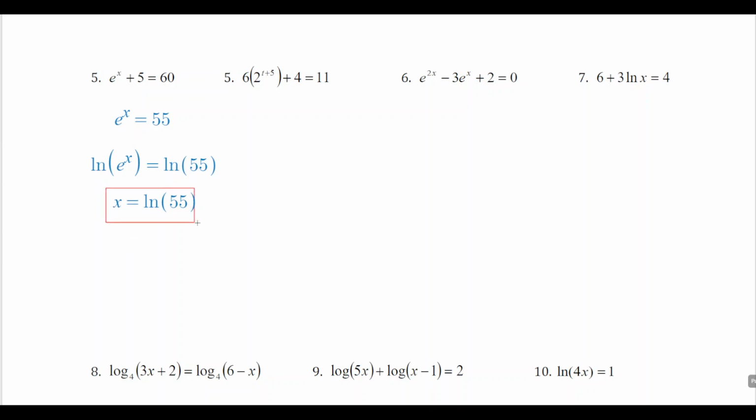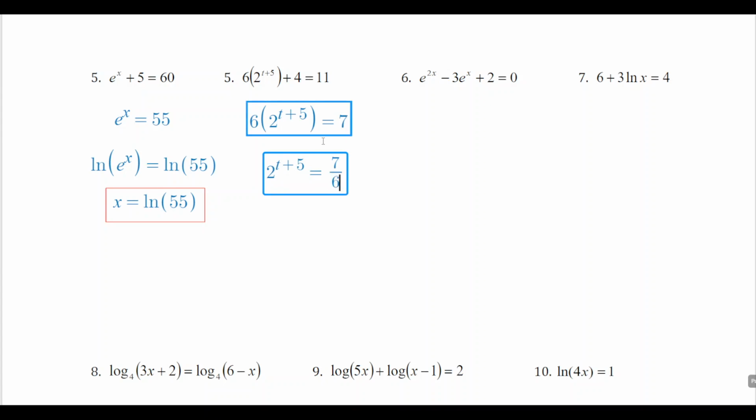For number 6, we will start by subtracting 4 on either side. So we get 6 times 2 to the t plus 5, thrown in a different variable there. We're going to subtract 4 from both sides, and so 11 minus 4 is 7. Then we're going to divide both sides by 6. So we get 2 to the t plus 5 equals 7/6. I don't really like where this is going with the fractions, but let's keep going.